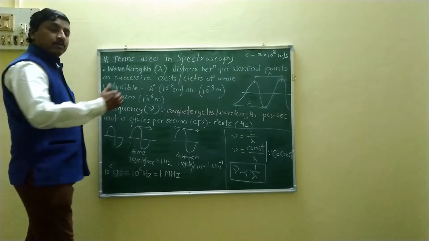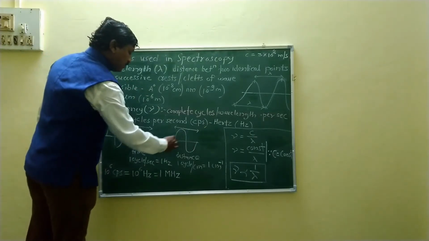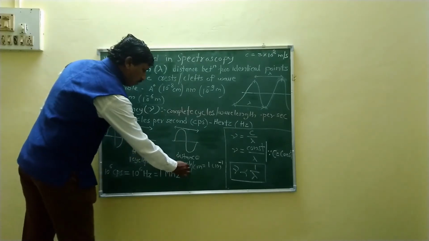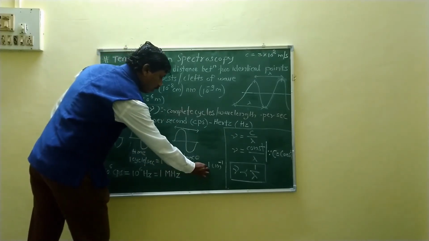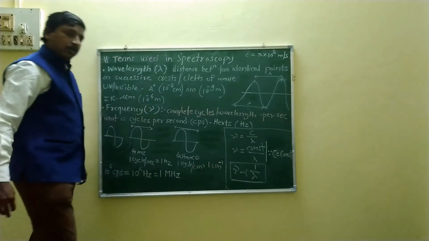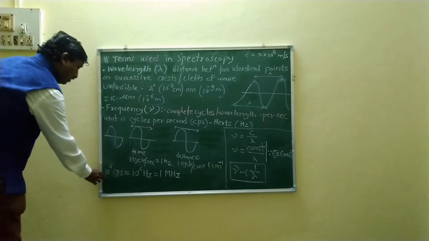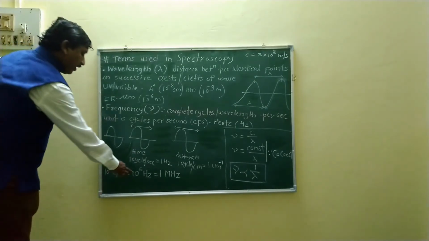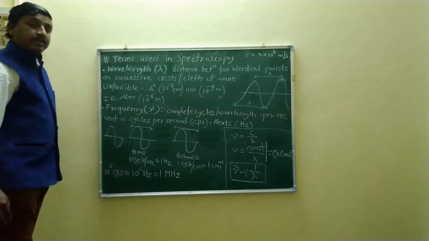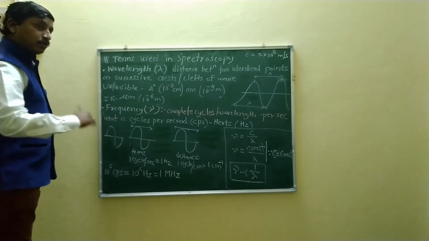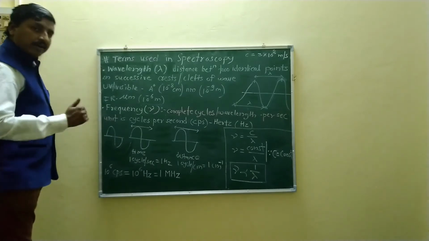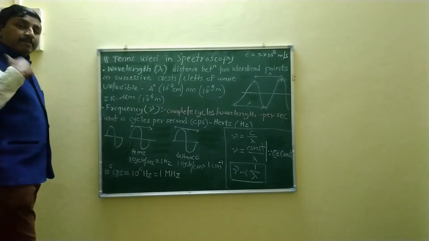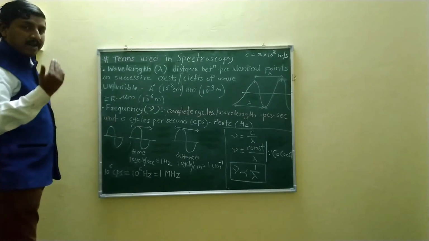When it passes a specific distance, 1 cycle per centimeter is called 1 per centimeter. Suppose 10 raised to 6 cycles per second is equal to 10 raised to 6 hertz, then 10 raised to 6 hertz is also called 1 megahertz. That means the frequency is expressed in hertz or megahertz.